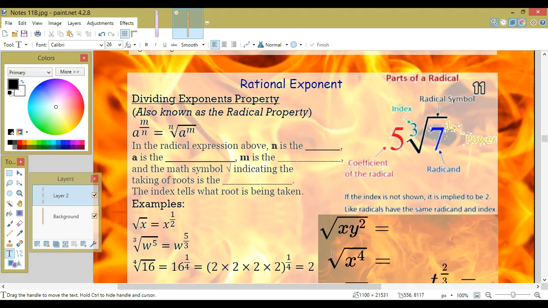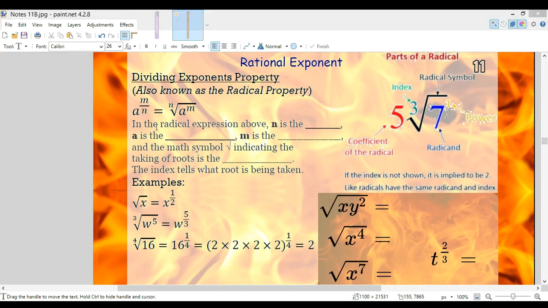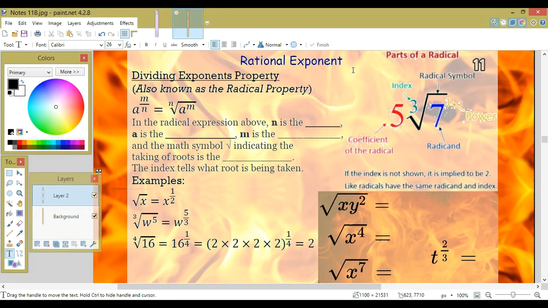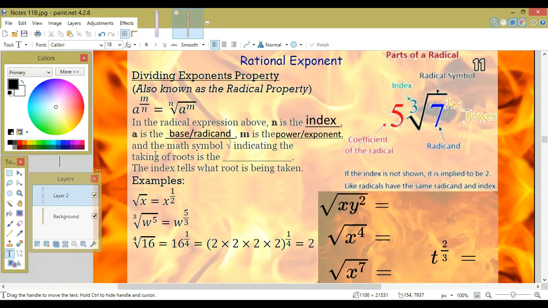Page 11, rational exponent, dividing exponents. In the radical expression above, n is the index, a is the base or the radicand, and m is the power or the exponent. And the math symbol, indicating the taking of the roots, is the radical. The index tells us what root is being taken.